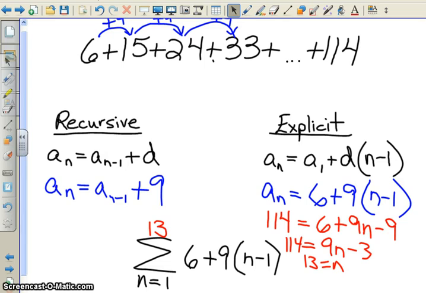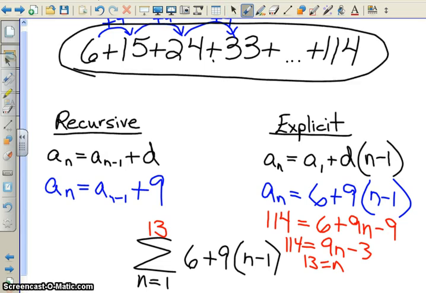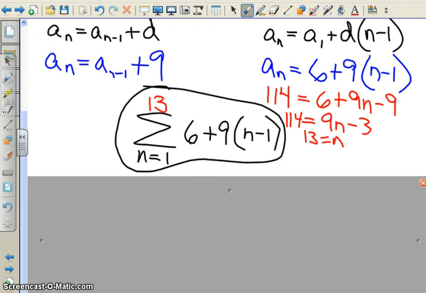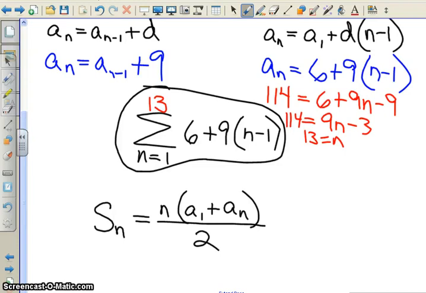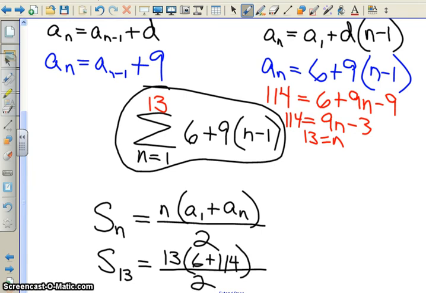So to actually find the sum, I could either add all of these terms together, all 13 of them, or I can type this into my TI-84 calculator, or I can use a formula from my reference sheet where it says sum of a finite arithmetic series. So I have just figured out that there's 13 terms in this series, so I want the sum of 13 terms. So I'll do 13 times the first term, which was 6, plus a sub 13, or the 13th term, the last term, 114, all divided by 2. So 6 plus 114 is 120. Half of 120 is 60, and 60 times 13 will be a sum of 780.